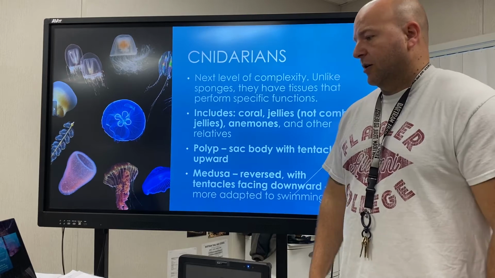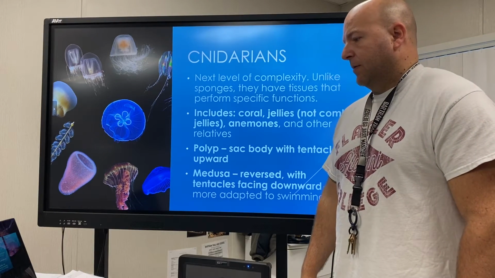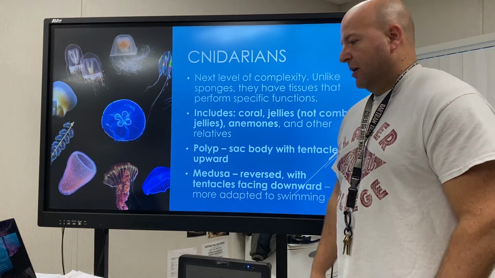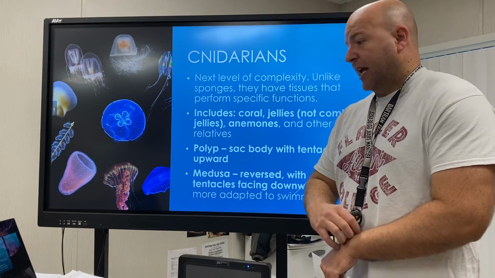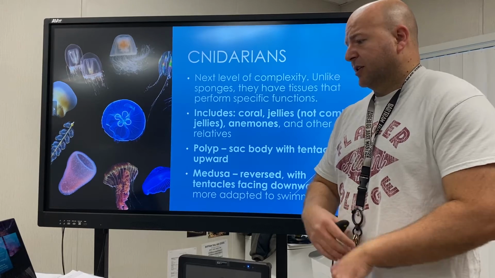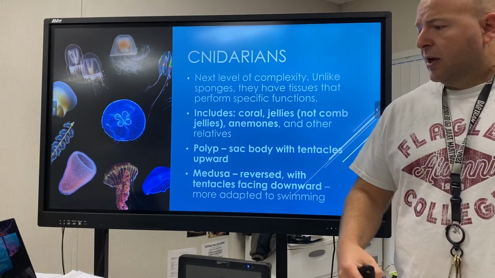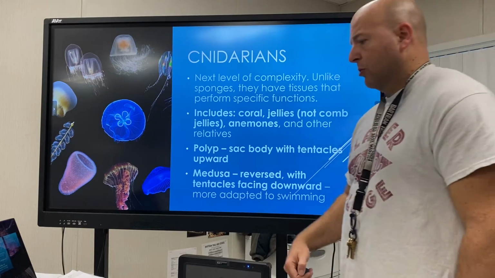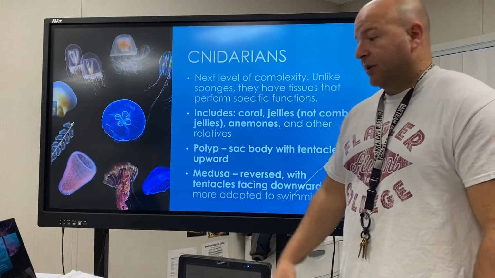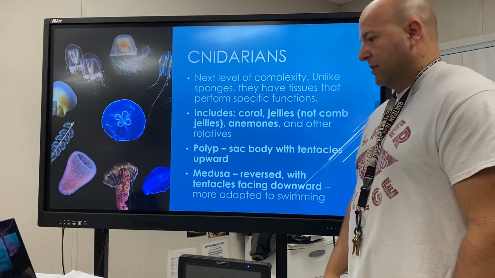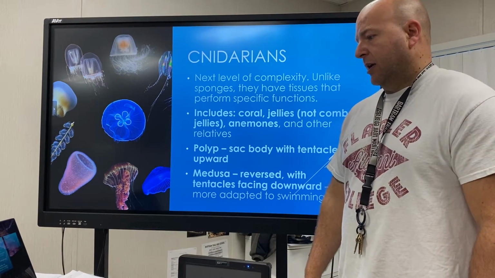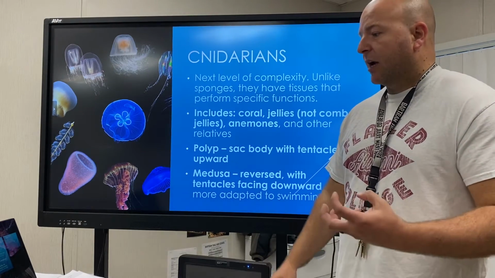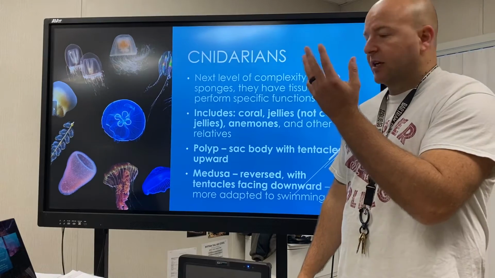When we get to our cnidarians, or sponges as simple as an animal can be, I guess we'll go with that. So these have tissues. These tissues perform specific functions. In broad terms, some of our categories of cnidarians include coral, jellies, anemones. And they do have some other relatives as well. A polyp is an example of a cnidarian that has a kind of a sac of a body with tentacles that are facing upward.